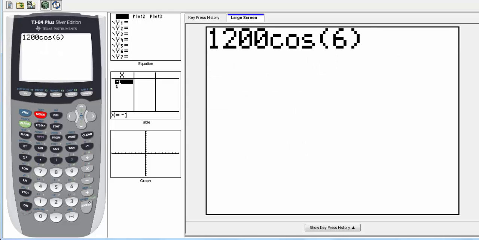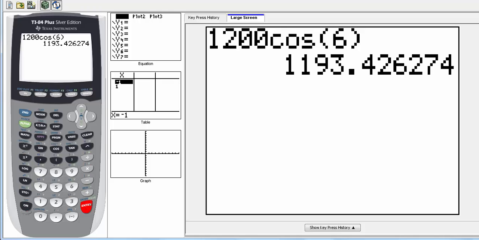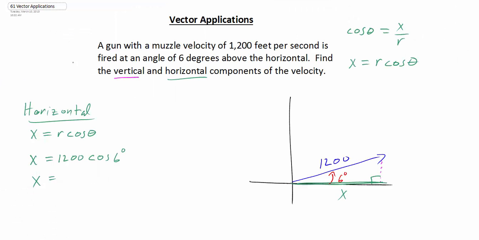So 1200 cosine of 6, we end up with 1,193, and I'm just going to round that to a whole number here, so 1,193. And our units here would be feet per second. So that tells us that for every second, this bullet is going to travel 1,193 feet.